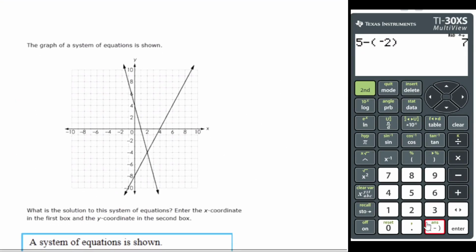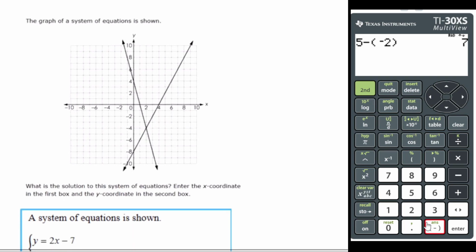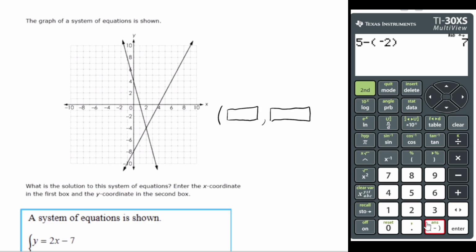All right. The graph of the system of equations is shown. What is the solution to this system of equations? Enter the x-coordinate in the first box, the y-coordinate in the second box. So I believe this ends up getting cut off. So on your test, it would probably look something like this, where you have parentheses, a box, a comma, another box, and then close the parenthesis.